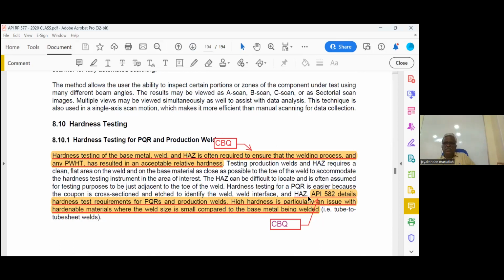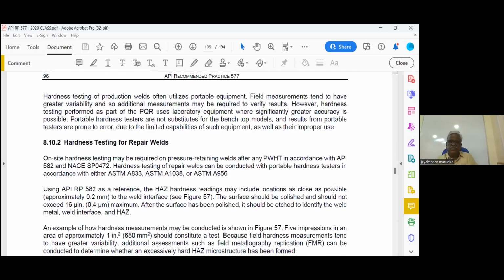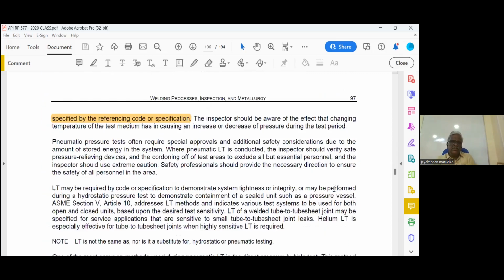Then this one, hardness tests are covered in API 582. Highlight this one. API 582 details hardness test requirements for PQR and production welds. So API 582, that is a closed book question. And these are not important.